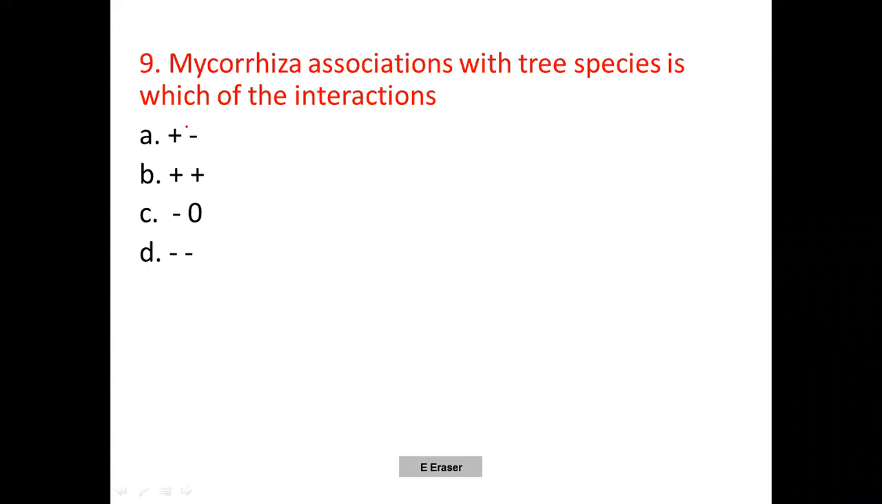Where you get plus minus is, suppose there is a lion that preys on a deer for food and kills it. That is your plus minus. Minus minus is where there is competition. Where there is competition, you get the minus minus interaction. Another is called minus zero. This comes under allelopathy, or mainly the amensalism relationship.